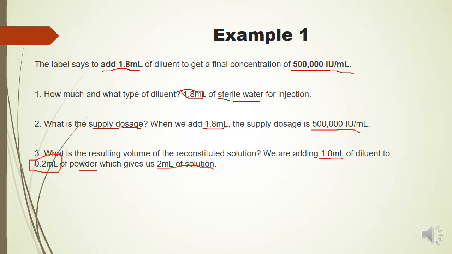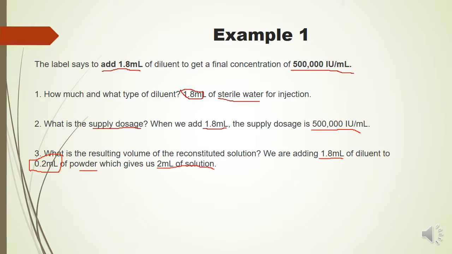Let's do an example. So our label says, and that's our label in the previous slide, to add 1.8 mils of diluent to get a final concentration of 500 international units per mil. So how much and what type of diluent? Well, on that label it also said sterile water was the diluent of choice. And then we know we're adding 1.8 because it's right in our chart. So that's that answer.